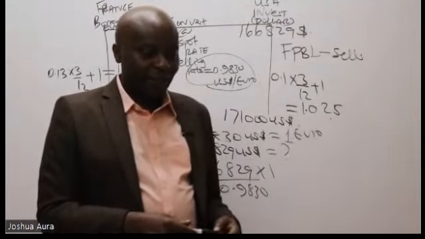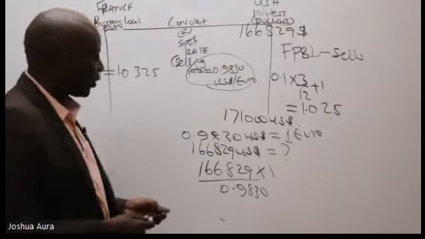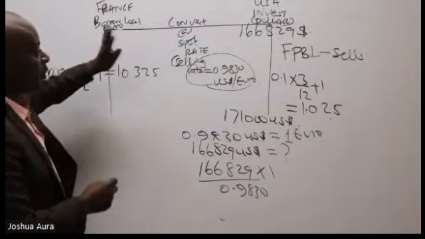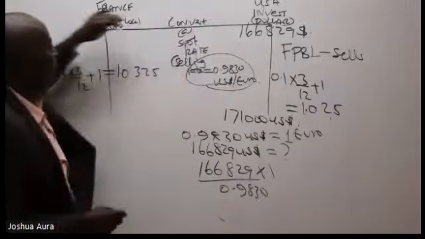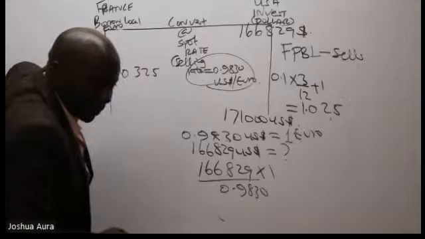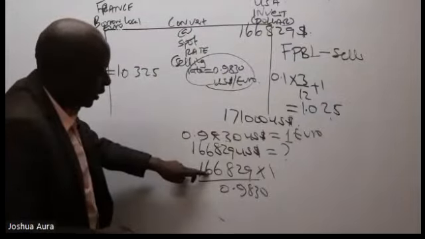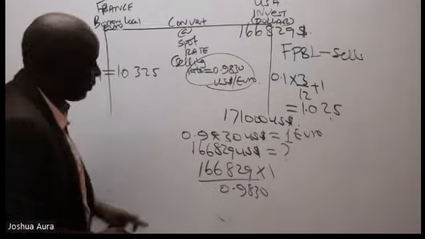Okay. So the final answer, they're saying, is one. Of course, no. Let's move slowly. This to here. What are we getting? The one that we have here, 166,829 times 1 divided by 0.9830, is 169,714, isn't it?